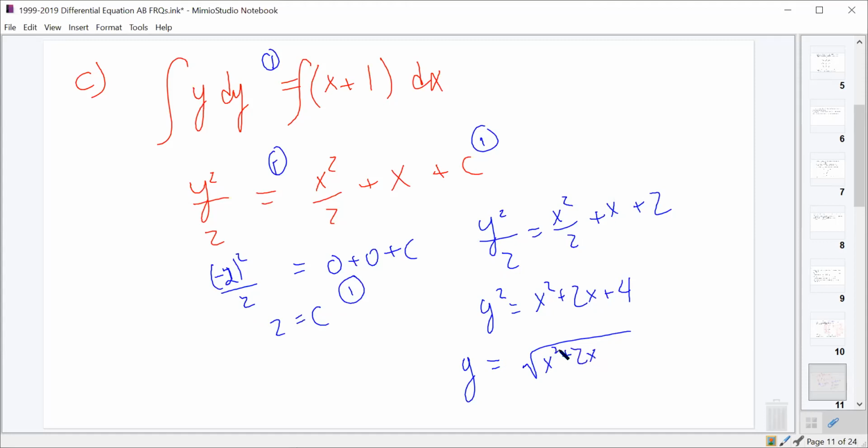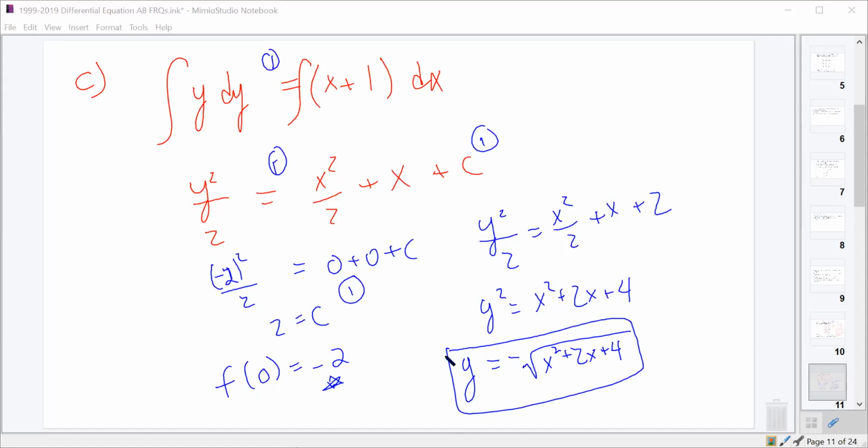And we need to choose the one that makes our initial condition true. Well, our initial condition said that f of 0 is -2. So when I plug in 0 to this, I need to get -2, which means I'm going to need the negative square root out in front to make this true. Does that make sense to everybody? Yeah. Wonderful.